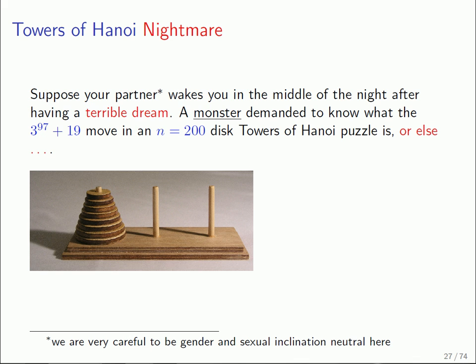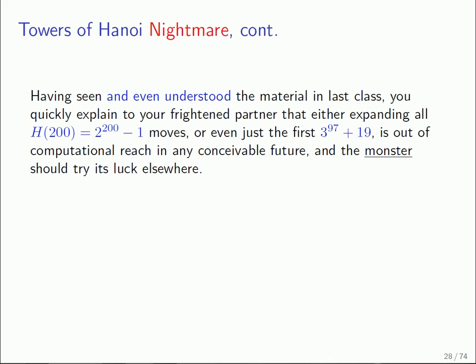Now is the monster, the nightmare. So in the middle of the night, your partner, say, we are neutral, we don't know what gender your partner is, wakes you up and says you saw a monster, and the monster demands to know what is the 3 to the 97 plus 19 move in a 200 disks Hanoi tower. Or else, I don't know what, he will eat him alive or something, or her.